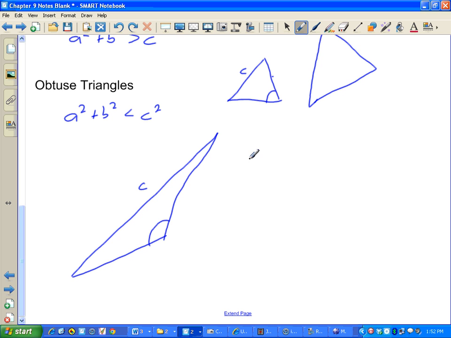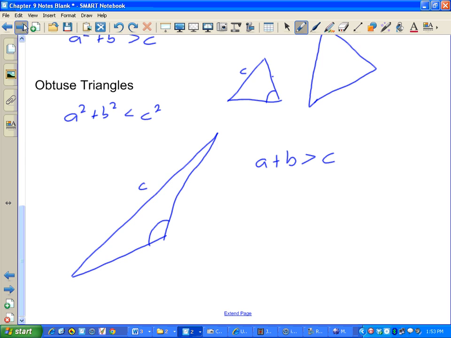Okay. The other thing to remember is your two small sides. Okay. So without squaring them, they have to add up to be bigger than your third side. If not, it's not a triangle to begin with. Okay. And this is something from a previous chapter that we learned. So make sure your two short sides always add up to be bigger than the third side.